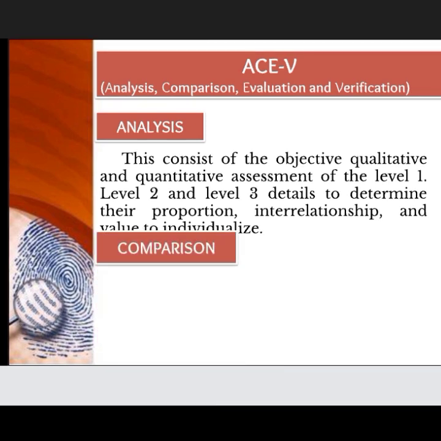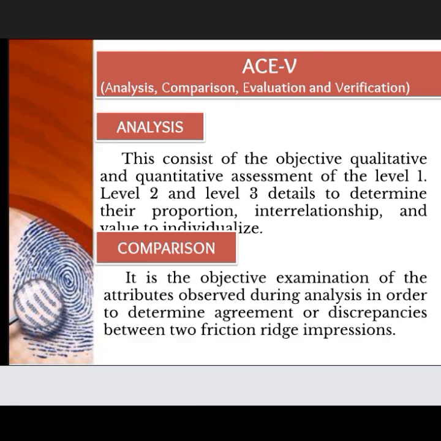Next is comparison. It is the objective examination of the attributes observed during analysis in order to determine agreement or discrepancies between two friction ridge expressions. Here in comparison, the examiner analyzes characteristics. When we say attributes of the fingerprints, these are the physical features such as recurves, deltas, creases, and scars. So, she identifies conformities between the found and the known latent prints.